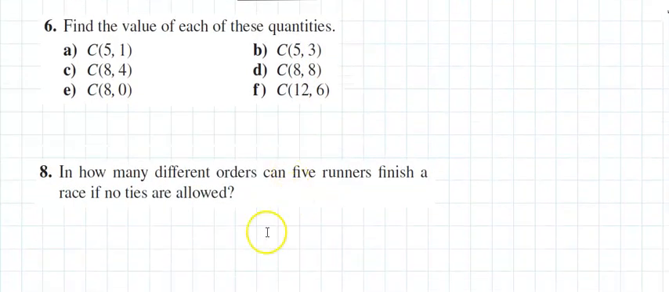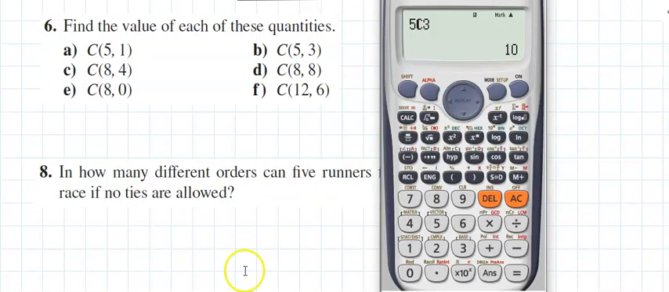And here is just a practice to make sure that you know how to use your calculator. So make sure that you get your scientific calculator and figure this out. So we have 5 choose 1. That's 5.